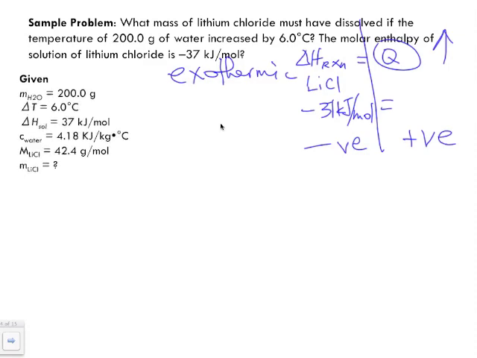So here's a list of some of the important information that we actually have. We've got a mass of 200 grams of water. We've got a delta T of 6 degrees Celsius, which is increased. We've got a delta H of the solution of 37 kilojoules per mole. We've got a C value, which is 4.8, and notice it's kilojoules per kilogram degrees Celsius, which means we are going to have to convert this to kilograms, which will be equal to 0.2 kilograms.